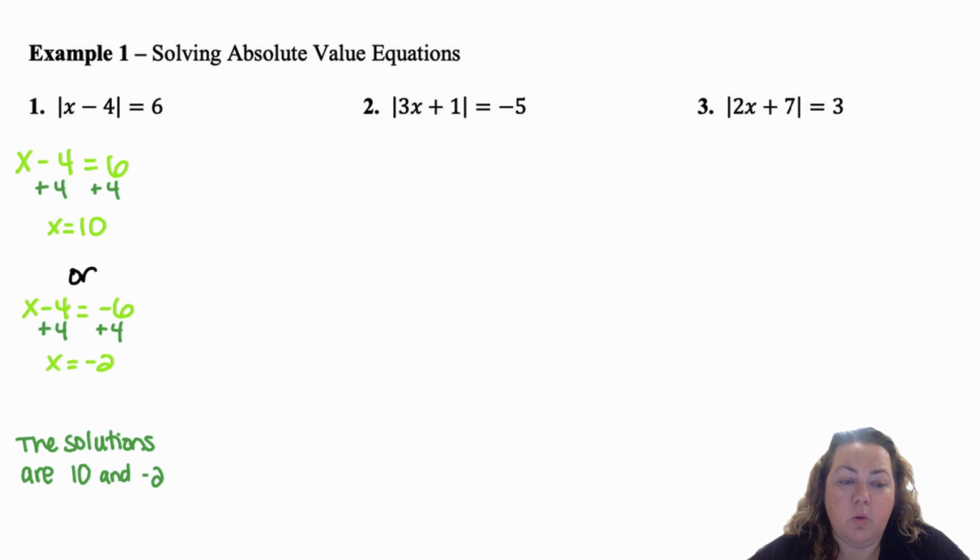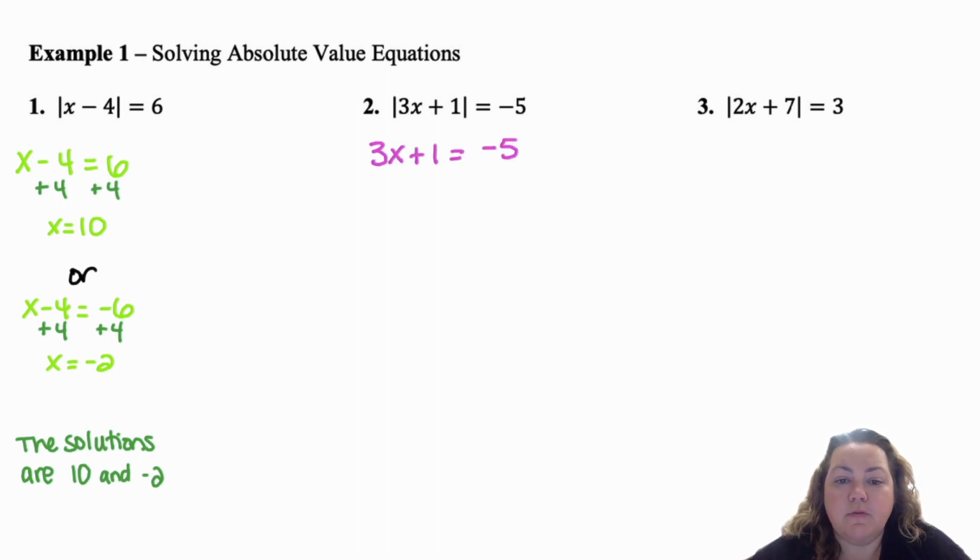And then you want to go back and check these. So you plug them in. 10 minus 4 is 6. Absolute value of 6 is 6. Negative 2 minus 4 is negative 6. Absolute value of negative 6 is 6. All right, so you want to get in the habit of checking your work when you're working with absolute values. Make sure they're both working solutions.